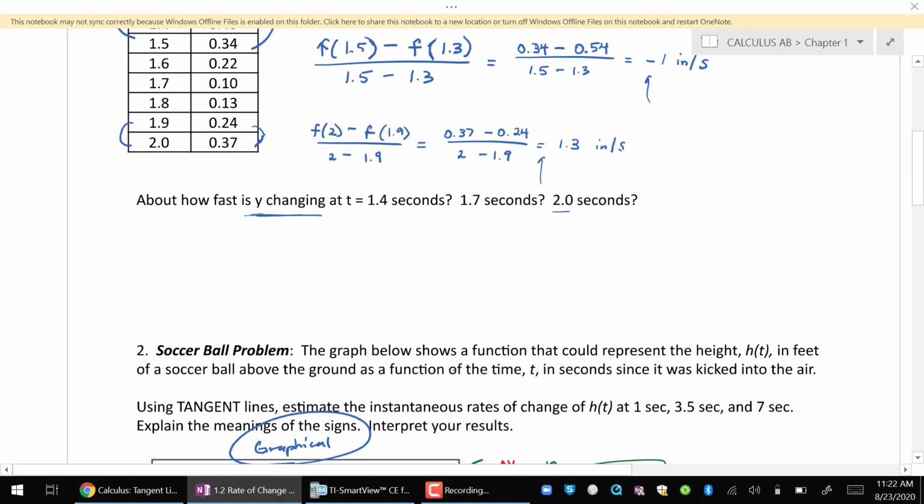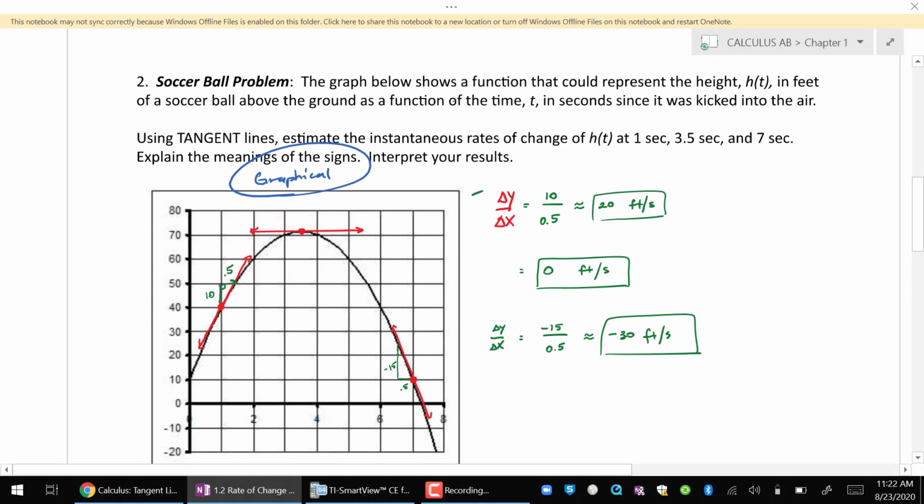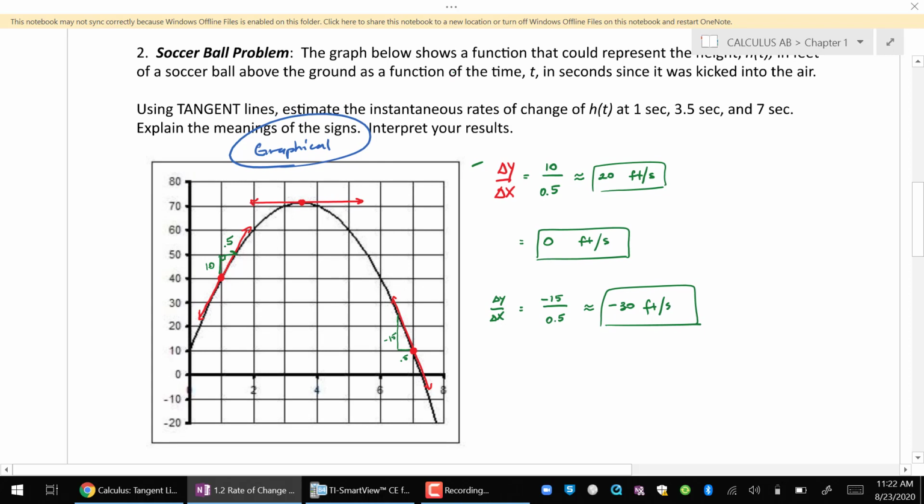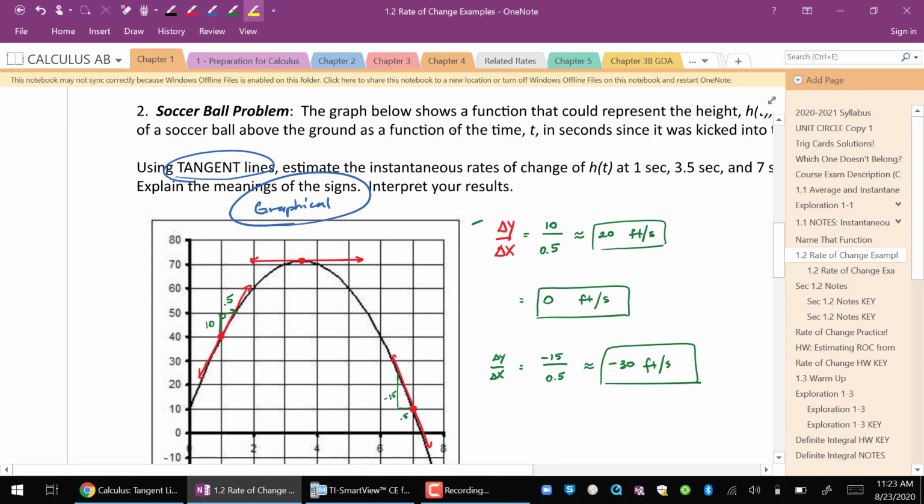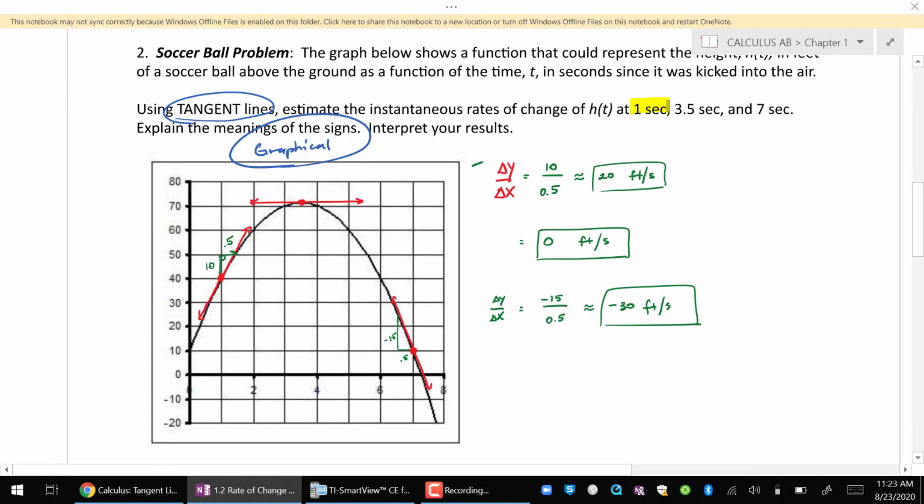So here's a graphical approach, and I have this one filled out for you already. I'll just kind of talk about what I did. Remember that the rate of change is the secant line between 2 points, but if I'm looking for an instantaneous rate of change, that's essentially the tangent line. So what I did is I took a ruler and I actually sketched 3 tangent lines that correspond to the 3 given points here, 1 second, 3.5 seconds, and then 7 seconds. You can see those 3 tangent lines.